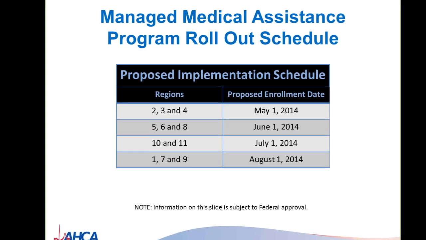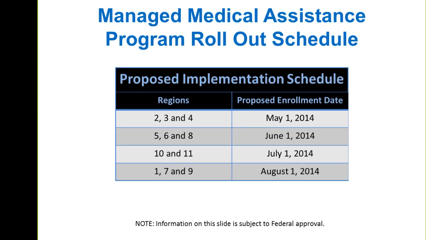The slide indicates that it's the proposed implementation schedule. On December 23rd, we received approval from federal CMS for our implementation plan. Included in that plan was our implementation schedule. So this is final, it is approved, and when we post the slides to the web, you'll see that it is the final schedule.